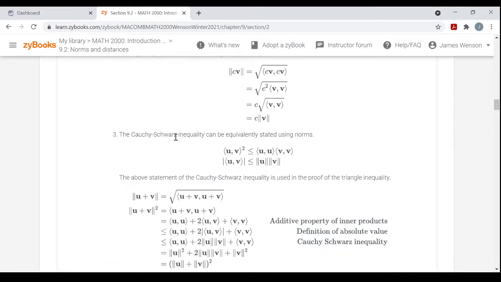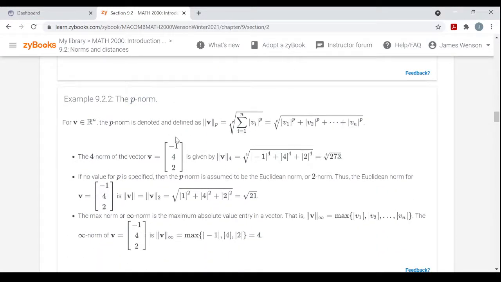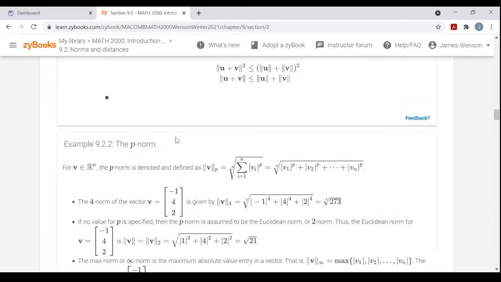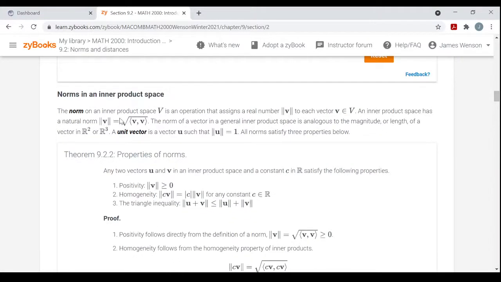Okay. And then we get into some other kinds of norms. Remember this up here. We're going to use this most often. This is the natural norm to be defined on some inner product space, saying the norm of a vector is the square root of the inner product of that vector with itself.